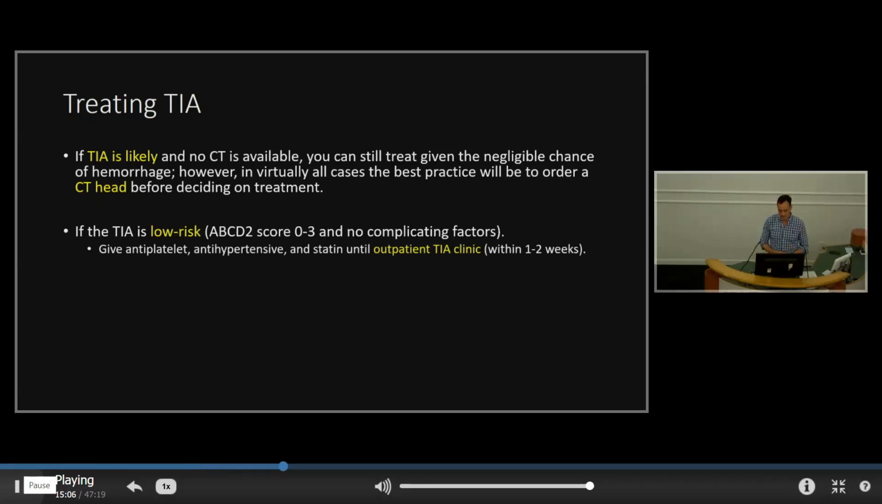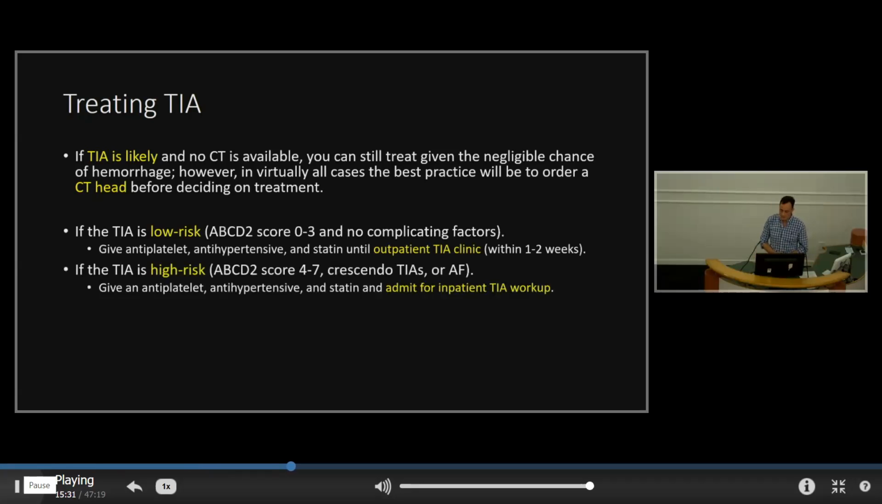Now, if the TIA is low risk, so you have a score of 0 to 3 and there's no other complicating factors, you can just give your standard medications, the aspirin, the antihypertensive, and statin, and arrange an outpatient TIA clinic, ideally within 1 to 2 weeks. Of course, here 4 weeks is usually the earliest we can see them, so that's a challenge on the neurology department's part rather than anything else, but that's the ideal.